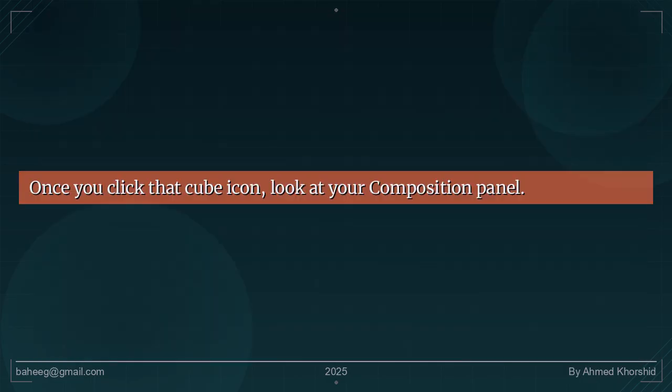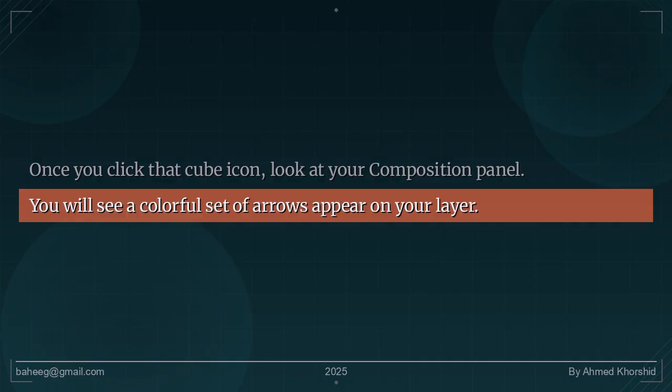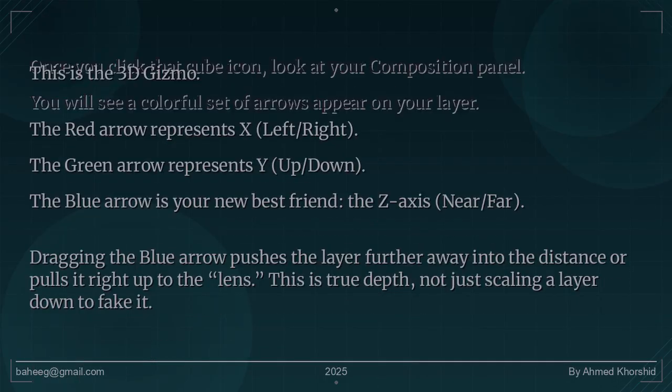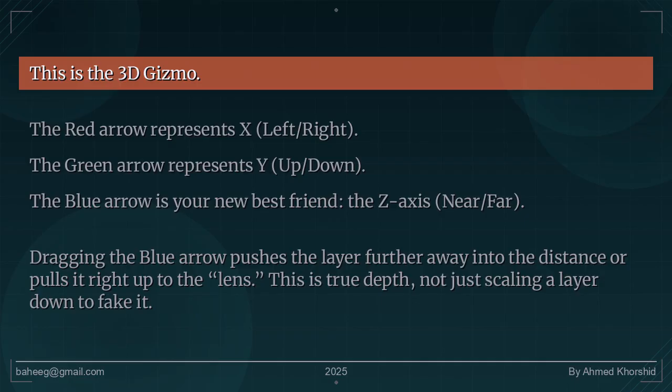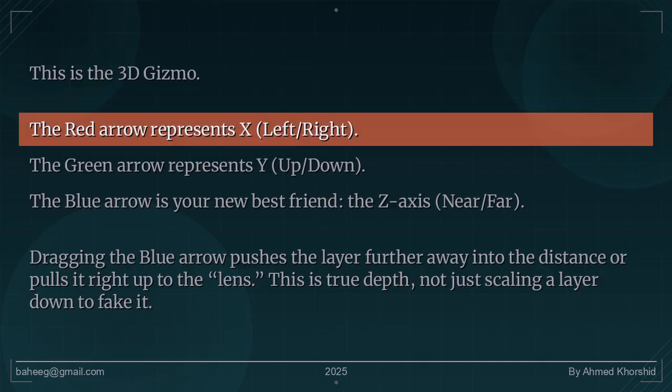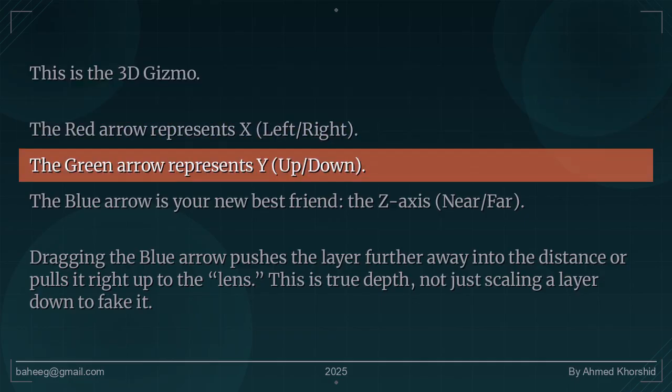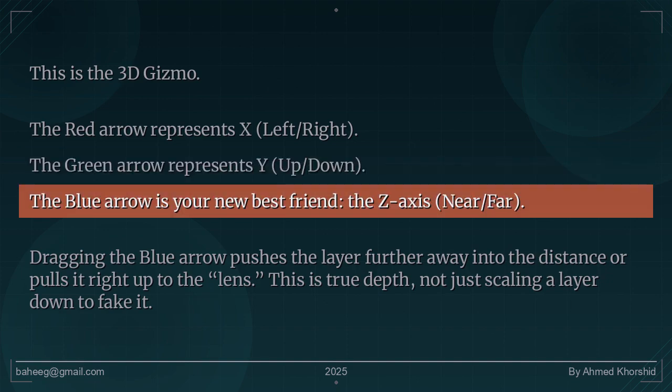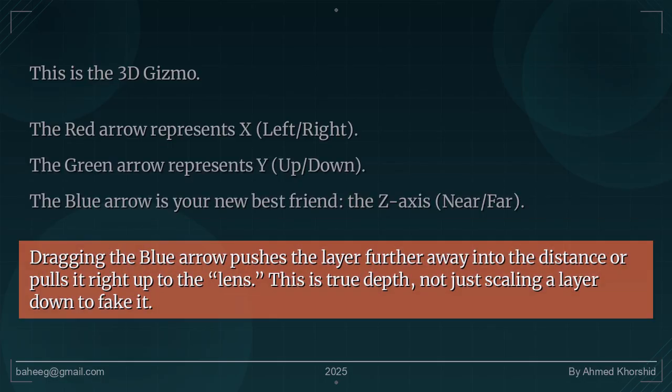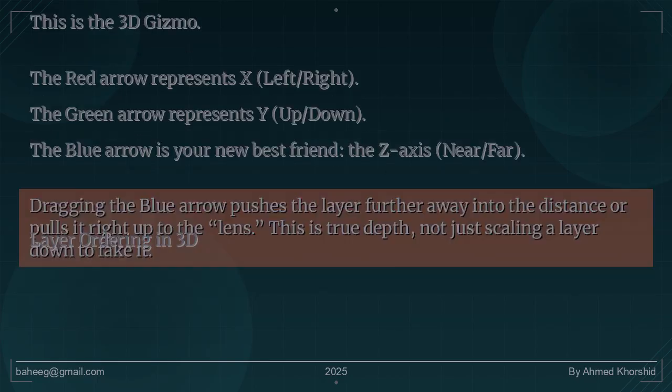Once you click that cube icon, look at your composition panel. You will see a colorful set of arrows appear on your layer. This is the 3D gizmo. The red arrow represents X, left right. The green arrow represents Y, up down. The blue arrow is your new best friend, the Z-axis, near far. Dragging the blue arrow pushes the layer further away into the distance or pulls it right up to the lens. This is true depth, not just scaling a layer down to fake it.